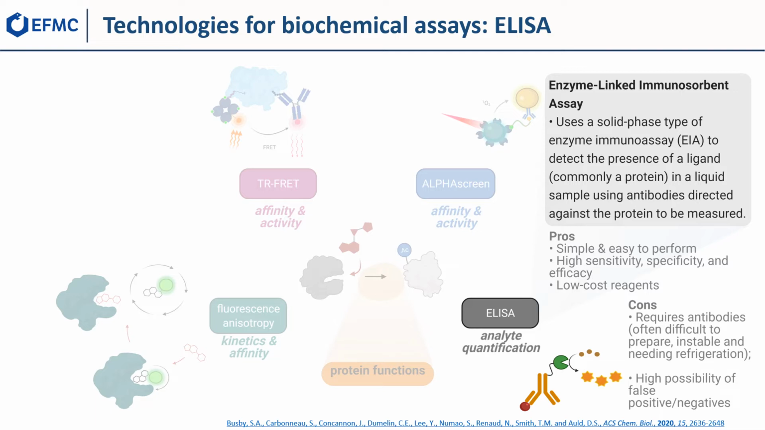The pros of ELISA include simplicity, easiness, high sensitivity, specificity and efficacy, as well as low-cost reagents. Yet, ELISA requires antibodies that could be labor-intensive and expensive to prepare, and also requiring refrigerated transport and storage. Another disadvantage is the high possibility of false positive and negative results.